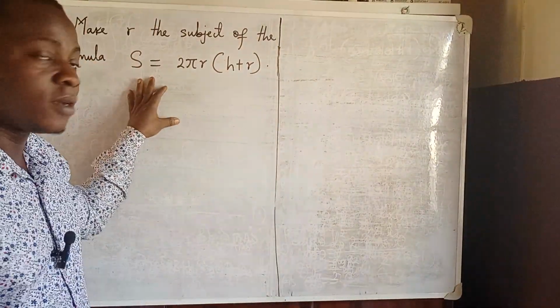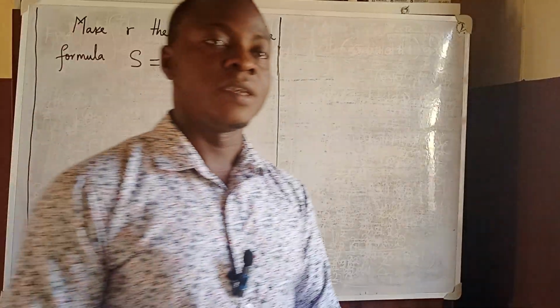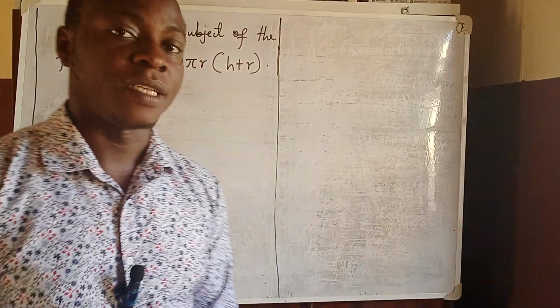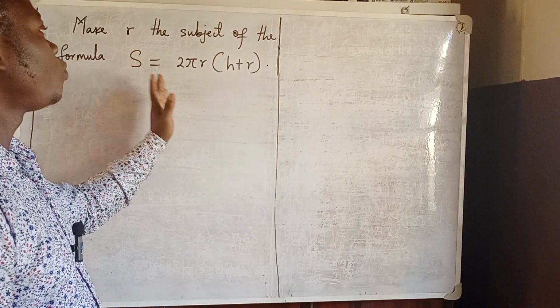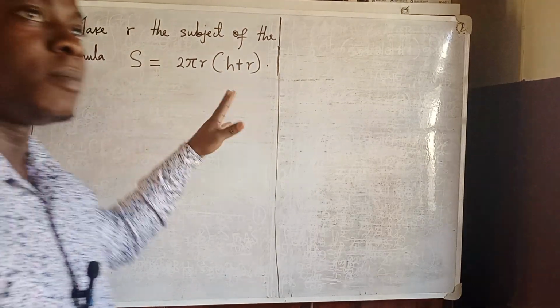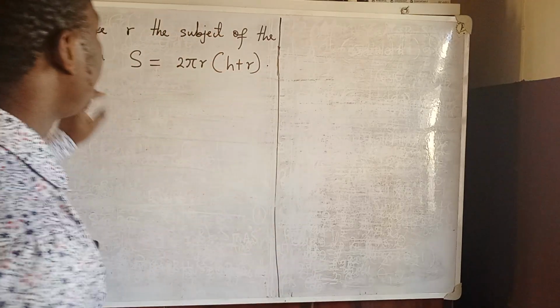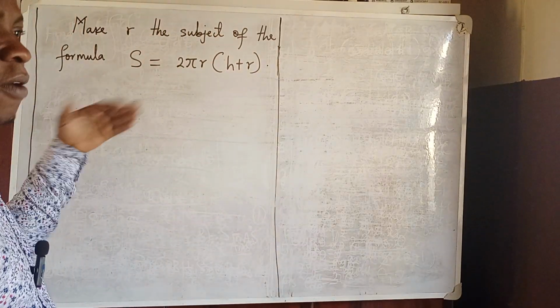We have a problem here on the board. Someone sent this to me: make R the subject of the formula. We have S equals 2 pi R into H plus R. So how do we make R the subject of the formula?